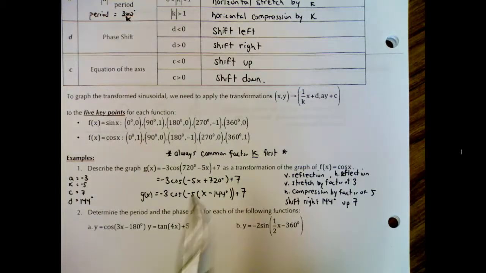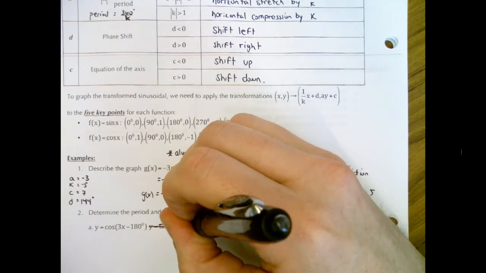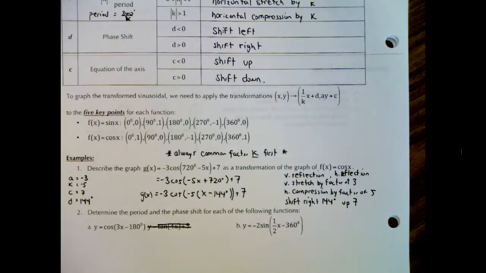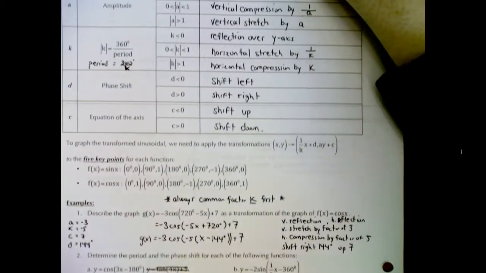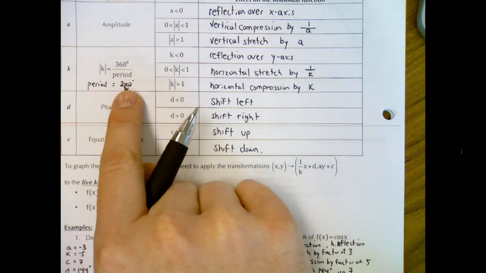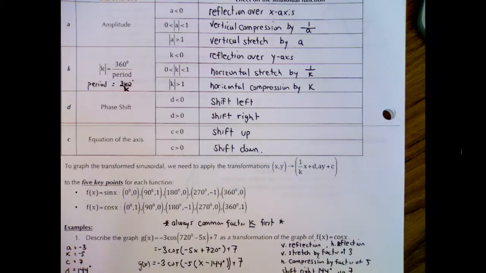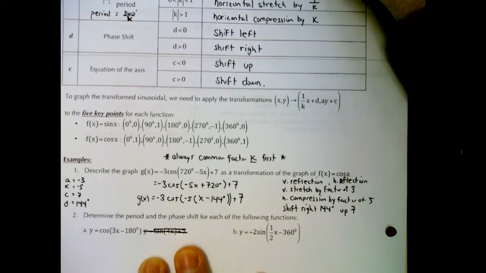Not sure what happened here with the tan. I'm going to cross that out. That shouldn't be part of it. Determine the period and phase shift of each of the following functions. So if you look up here at that chart, the period is related to K. So if we can get K, we can find the period. The phase shift is the D. So this question is really asking us to find K and D and then interpret them.